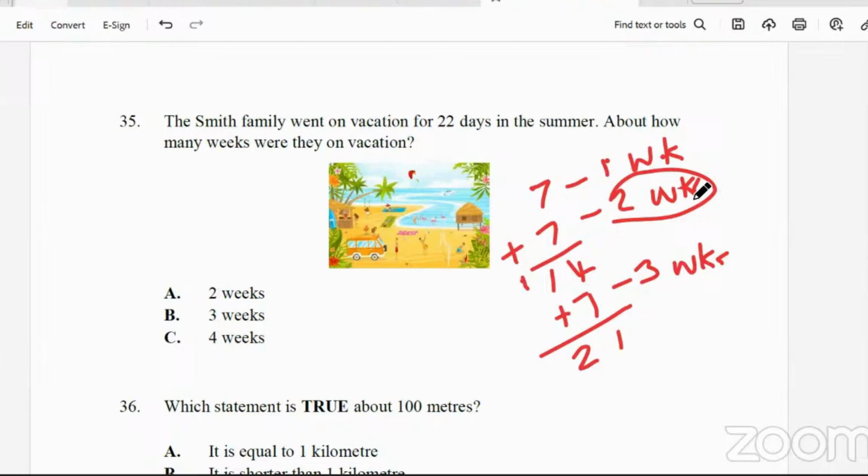It would not be 4 weeks because you would need another week, and they only have an extra day. So they're still at the 3-week mark, not 2 weeks. 2 weeks would be 14 days. Another week added, that's 3 weeks. So about how many weeks were they on vacation? They were on vacation for about 3 weeks. The answer is B.